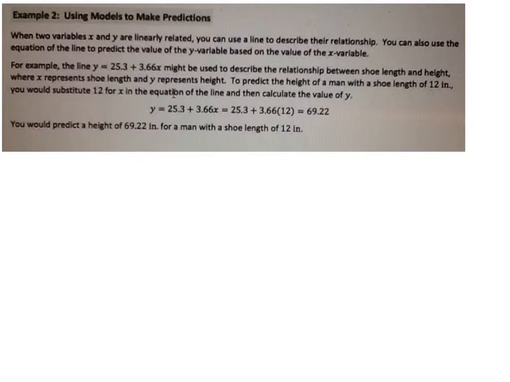To predict the height of a man with a shoe length of 12 inches, you should substitute 12 in for the x in the equation of the line, and then calculate the value of y. That's where you substitute 12 right there for x. You would use that model, that linear equation, to predict a height of 69.22 inches for the man with a shoe length of 12 inches. Okay, that's how it works.